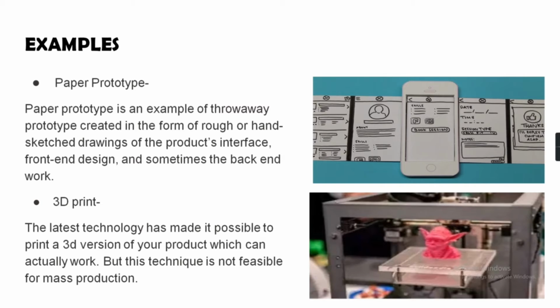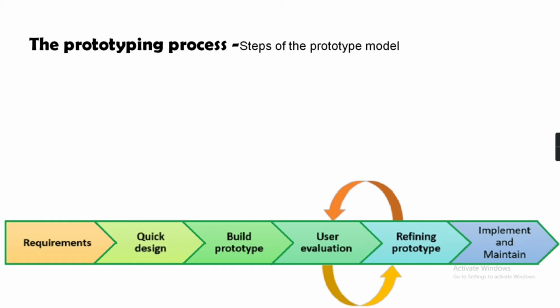Let's now dive deep into the process of prototyping. The first is requirement gathering and analysis. A prototype model begins with requirement analysis and the requirements of the system are defined in detail. The user is interviewed in order to know the requirements of the system. Second, the quick design. When requirements are known, a quick design of the system is created. It is not detailed design. It includes the important aspects of the system which gives the idea of the system to the user.